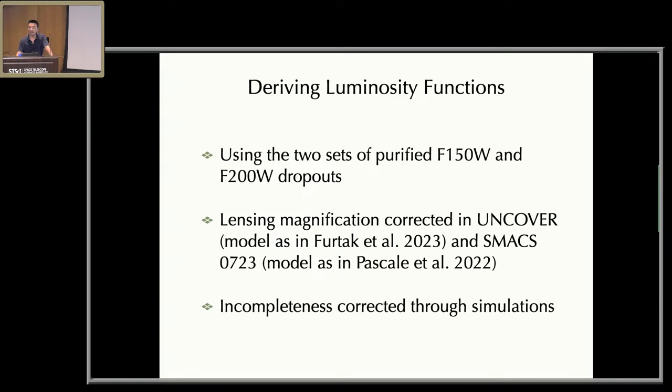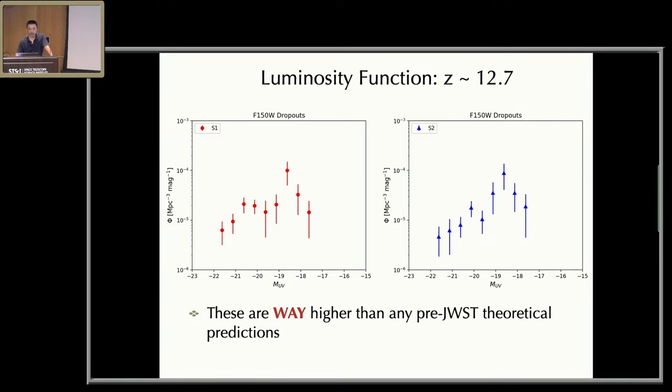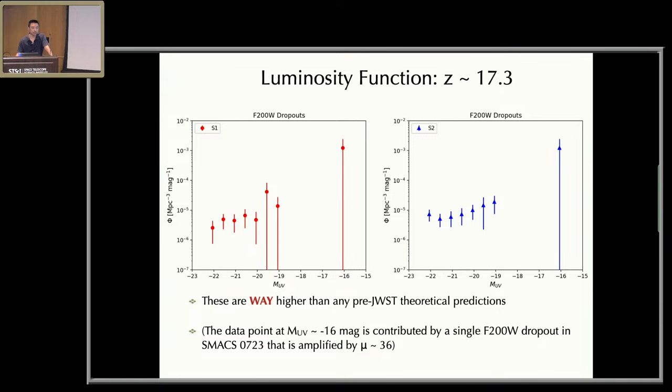So this is scheme one, scheme two, for the 150W dropout-based luminosity function at redshift of about 12.7. They are similar, right? And there's also a dip here, which I don't know what to make of. But the upshot is that now I think people all agree those are way higher than any pre-JWST theoretical predictions, way higher. Similar things, if we go to the 200W dropout-based luminosity function at redshift 17.3, similar things.